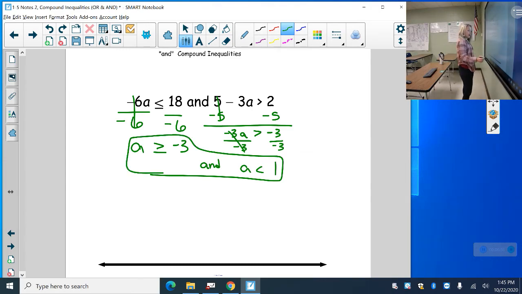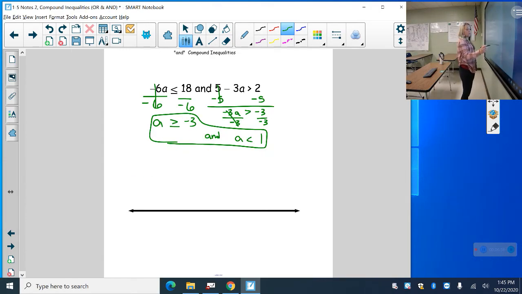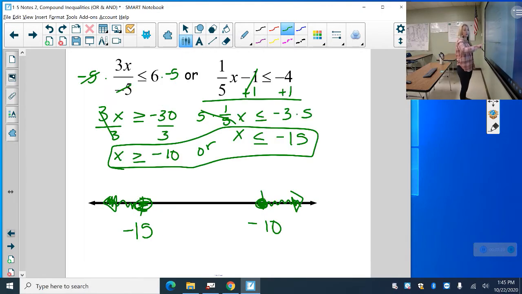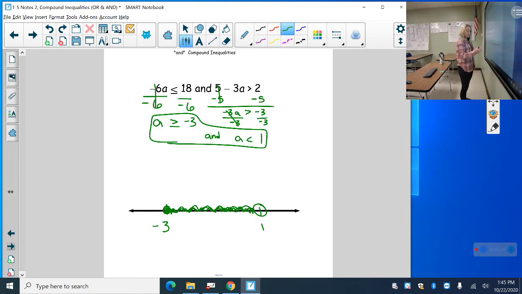Okay, so if I were to graph that, 1 would be here, and negative 3 is over here. On negative 3, we have a closed dot. 1 has an open dot. And then this one goes this way, but this one goes this way. So they run into each other, meaning both conditions have to be true, meaning it's everything in between those two. Okay, so if you look at this, this is what an "and" graph looks like, and this is what an "or" graph looks like. Opposite directions, together.